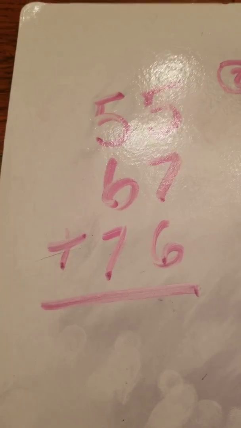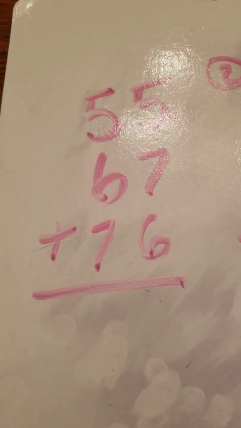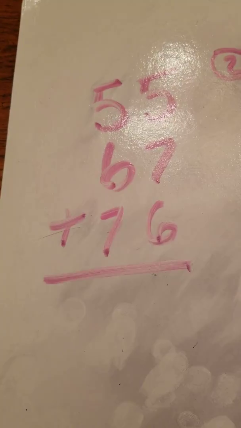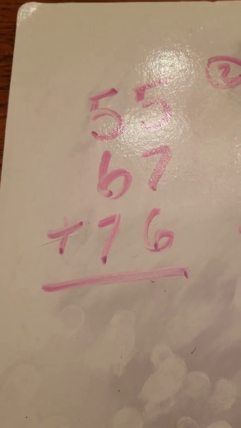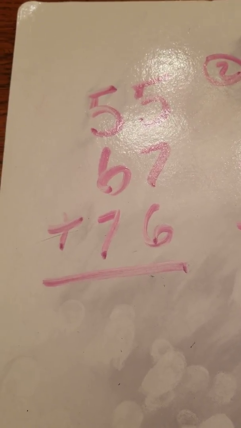On number 11, we're selling whoopee cushions. We sold 55, 67, and 76. The easiest way to do this is to add it up. You could do it different ways, but I would just add it up.